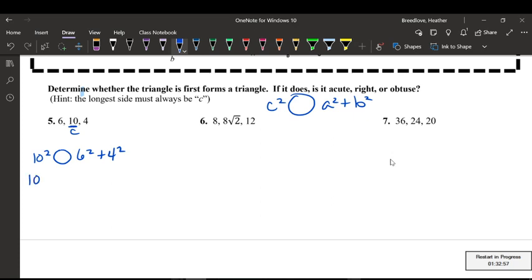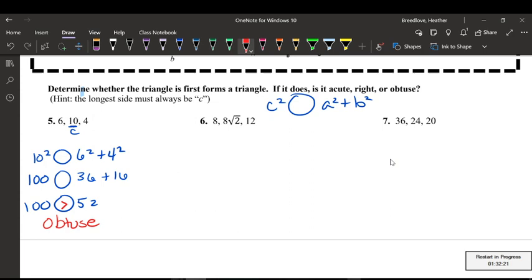10 squared is 100, blank. We have 36 plus 16, so that's 52. All right, so 100 is greater than 52. So that means I have an obtuse triangle. Can that one be a triangle? If the two smallest ones are equal to and not greater than the 10. You're right, that is not a very good example, is it?